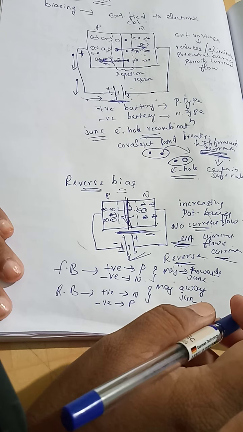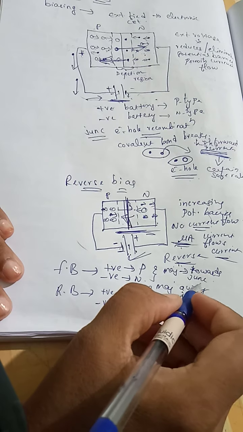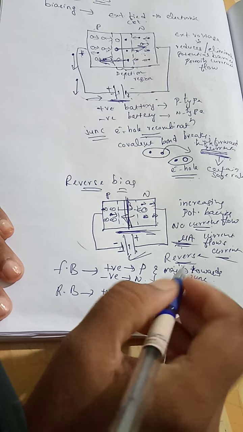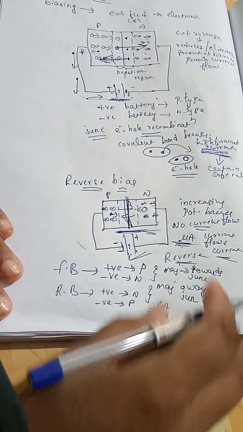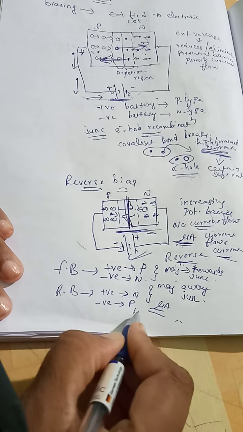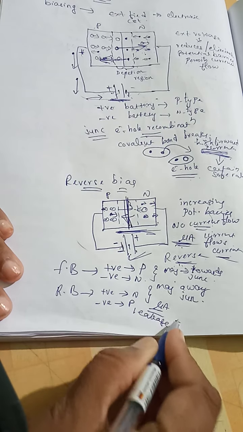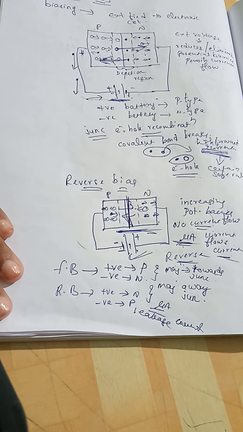So here we would say no current flows, but in actual practice, due to minority carriers which move towards the junction, a microampere current flows, and this we call reverse saturation current or leakage current. So this is about reverse and forward bias.